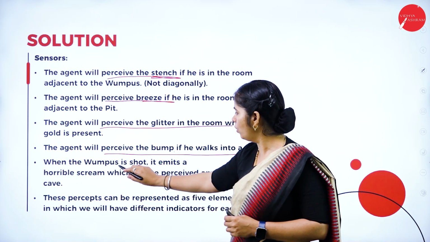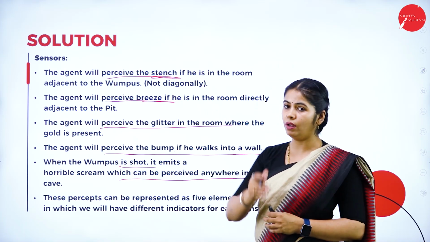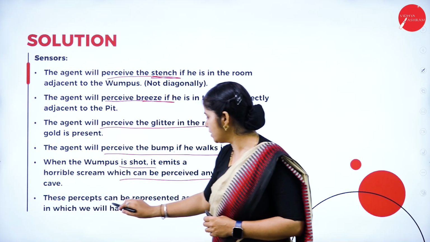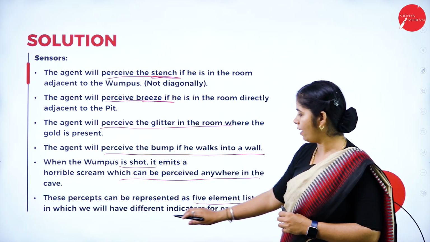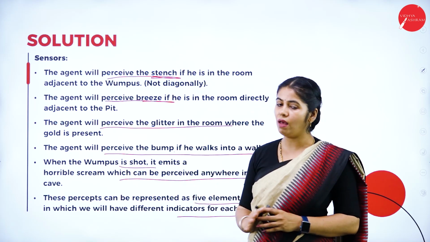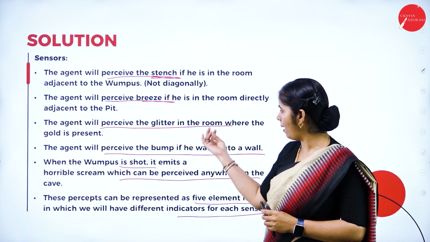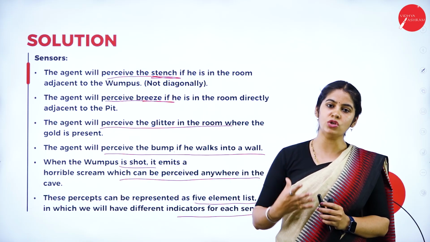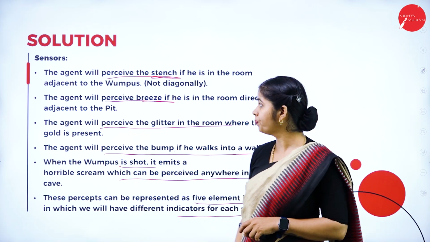When the Wumpus is shot, it emits a horrible scream, which can be perceived anywhere in that 4x4 cave. These percepts can be represented in five elements, with a different indicator for each sensor. So what sensors do we have? We have five: stench, breeze, glitter, bump against the wall, and the scream. These are the sensors the agent uses to try to reach the gold room.